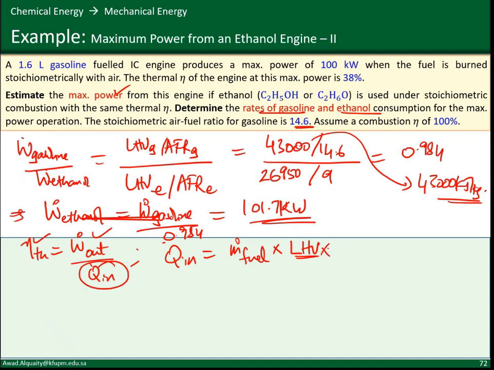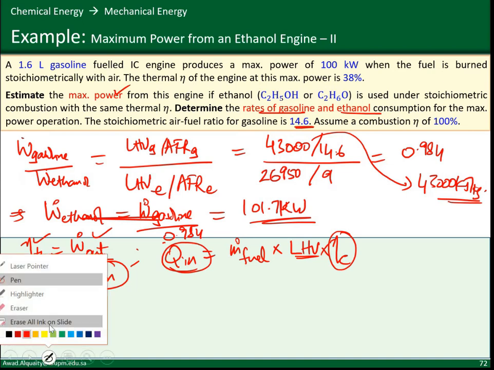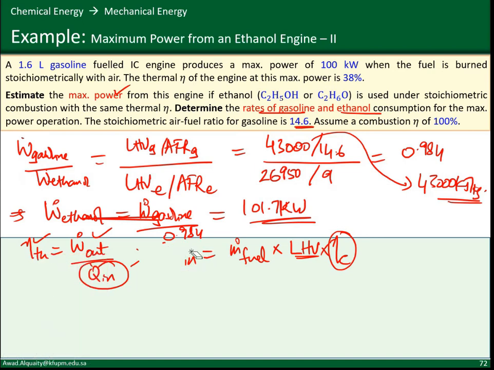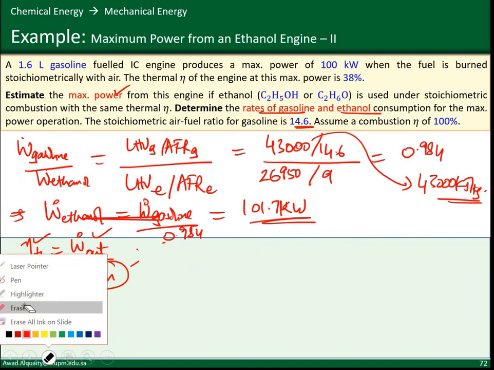But sometimes, depending on the combustion efficiency, not all of this is available to the engine. In this case, the combustion efficiency is 100%, which means that the product of mass flow rate of the fuel times heating value will give you Qn directly. Okay, so this is what we need to apply for both, right? So we're looking at this basic formula. We'll have to do it one by one.